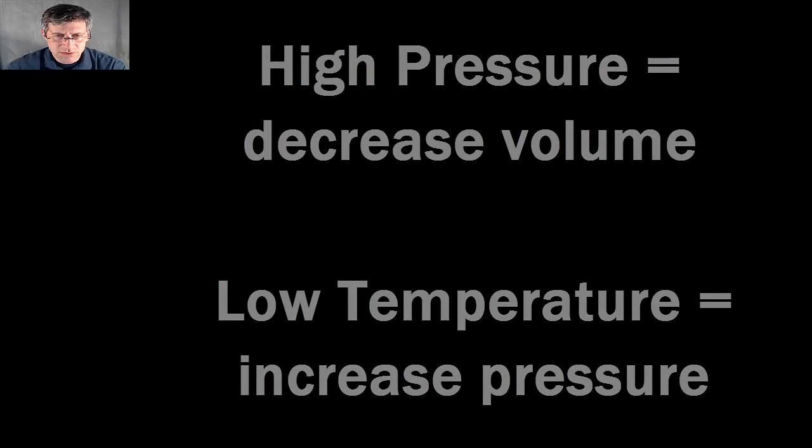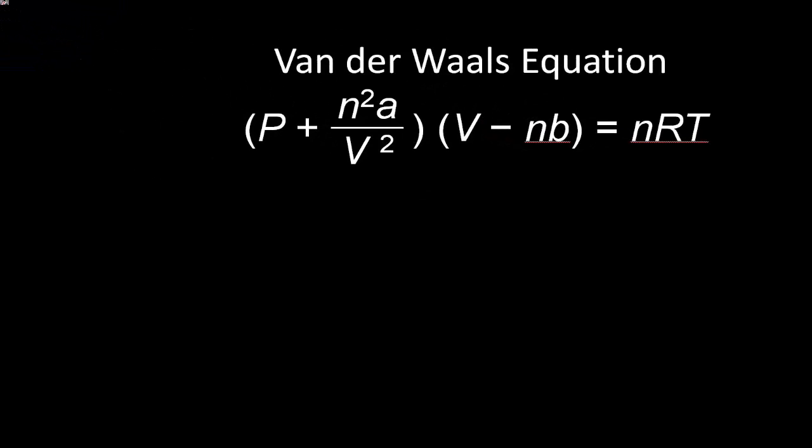You may recall the ideal gas law, PV equals nRT. We're going to change that. We're going to look at what's called the van der Waals equation, which takes into account these adjustments for pressure and volume for real gases. The adjustments look like this. Here's the van der Waals equation. You may notice that the right side of the equation remains unchanged. We still have the number of moles times my gas constant times the temperature.